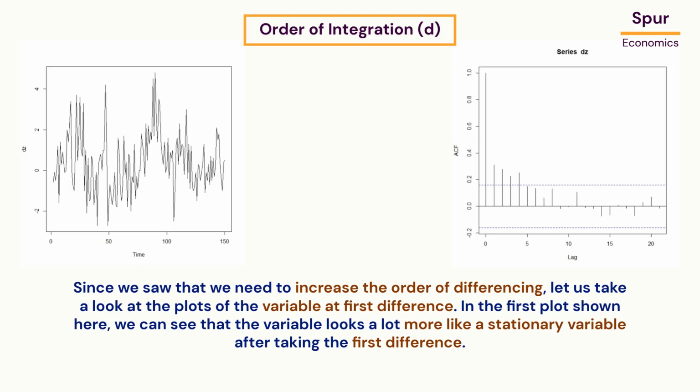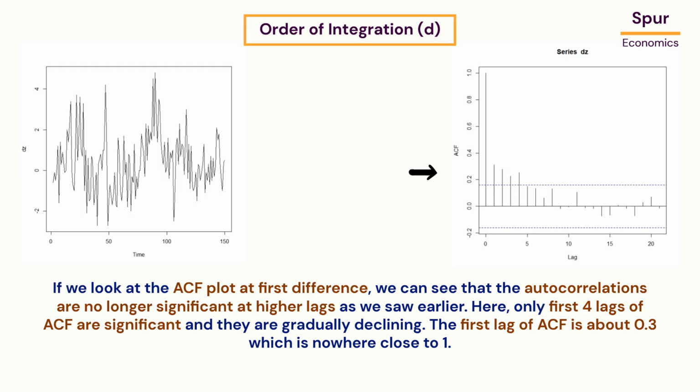Since we saw that we need to increase the order of differencing, let us take a look at the plots of the variable at first difference. In the first plot shown here, we can see that the variable looks a lot more like a stationary variable after taking the first difference. If we look at the ACF plot at first difference, we can see that the autocorrelations are no longer significant at higher lags as we saw earlier.